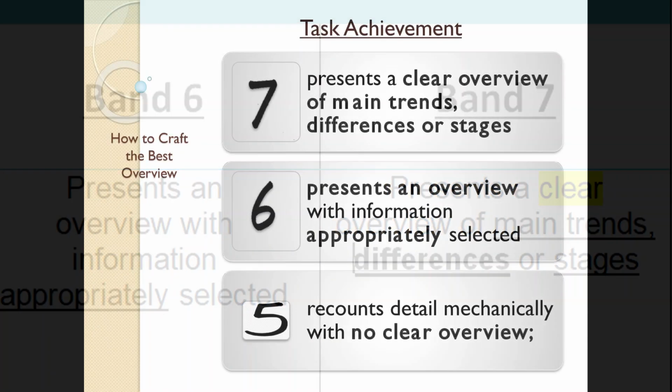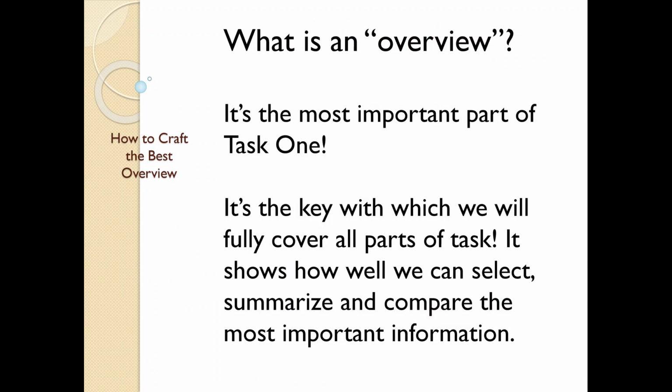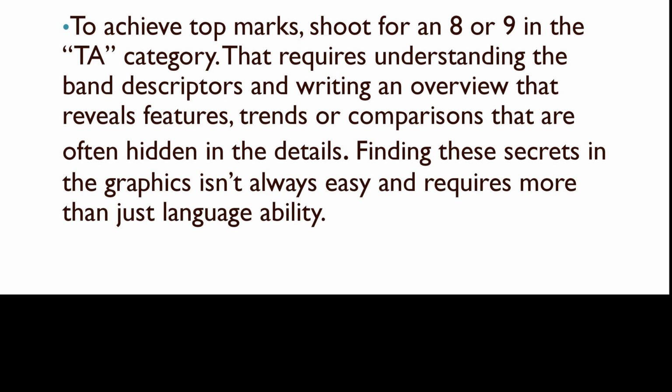So we know an overview is very important, but what actually is an overview? The overview is one or two sentences which summarizes the main information shown on the graphic. But it's much more than that. It's the key to getting a really high score in task achievement. And it all starts with choosing the correct information and finding hidden information that might be not so obvious. Now, does this sound difficult? Well, no, we do it all the time.